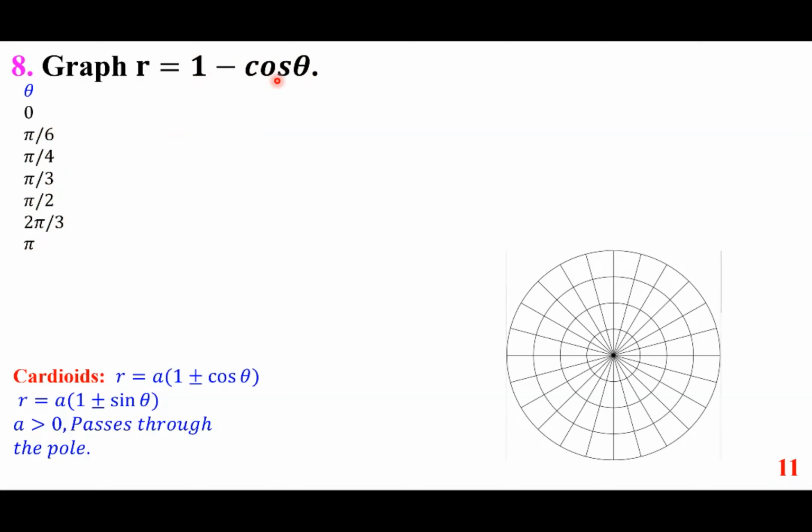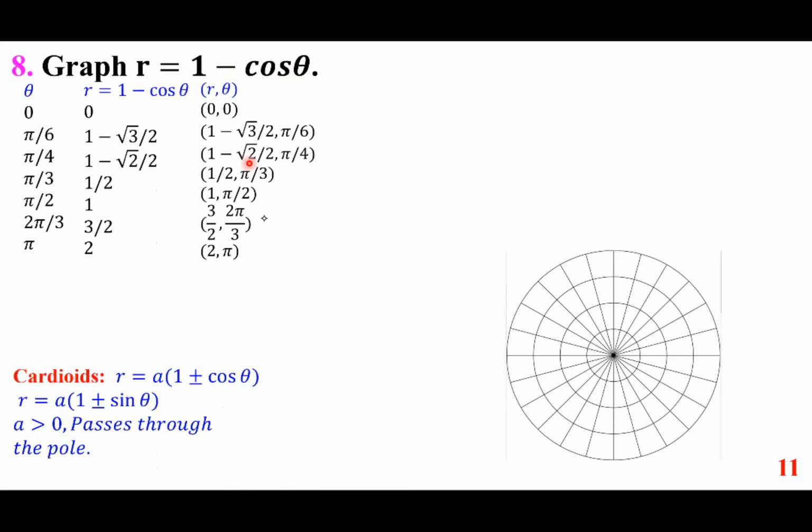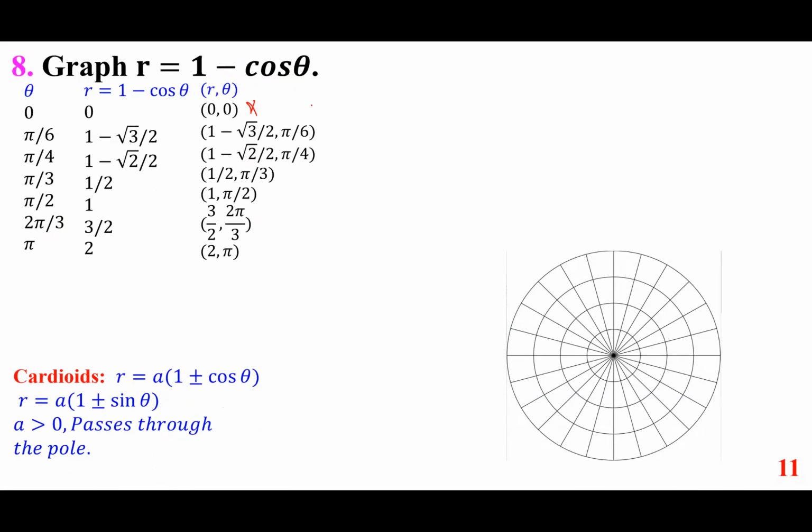If I go with pi, cosine of pi is negative 1. 1 minus negative 1 makes it 2. So to give you an idea, you put them in this format, and you start with theta, for example, just a rough sketch for a few of those points. If I were to do that, for example, this point obviously would be the pole.